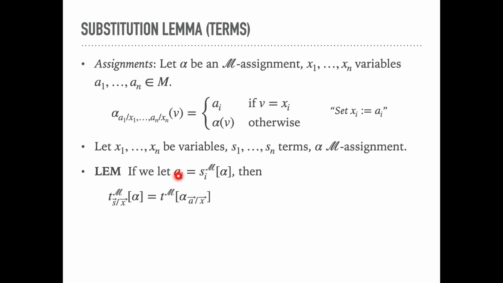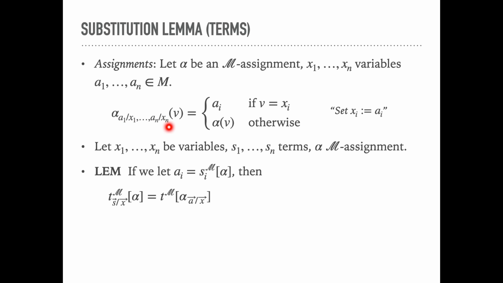If we let a_i be the value that we get if we evaluate the term s_i in M with respect to the assignment alpha, then the value that we get if we evaluate the term that we get if we substitute s for x is the same value that we get if we evaluate the original term t in M, but we change the assignment from alpha to alpha with this modified assignment function up here.